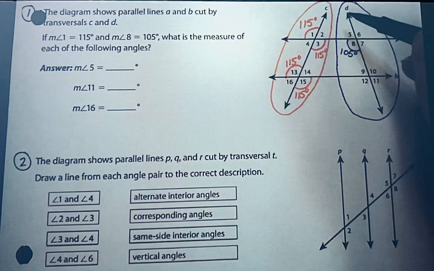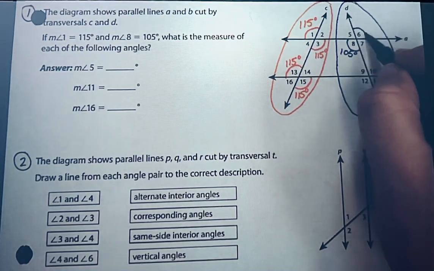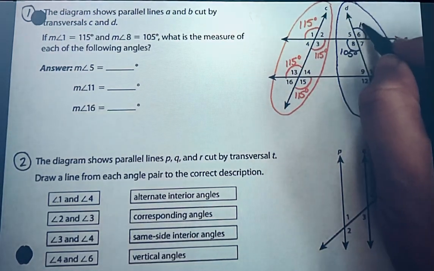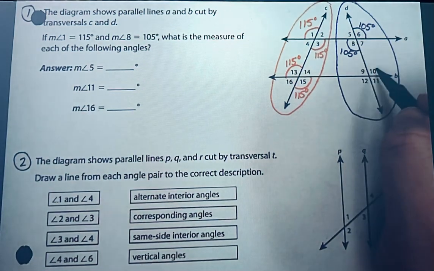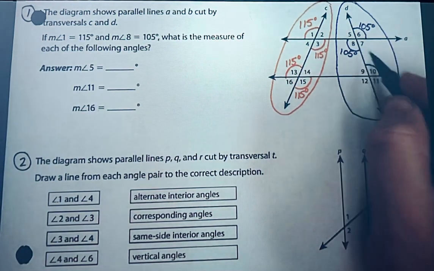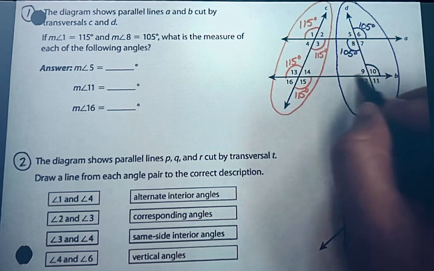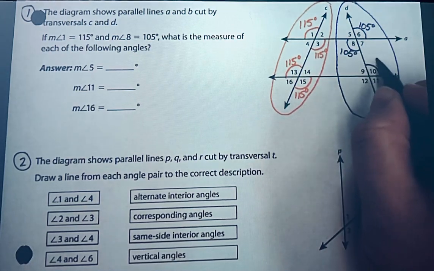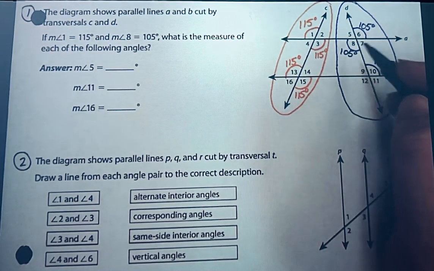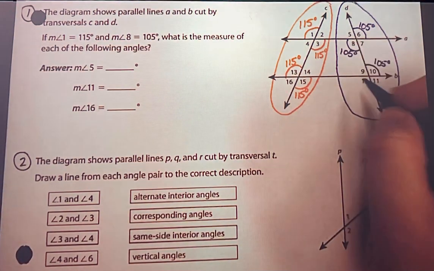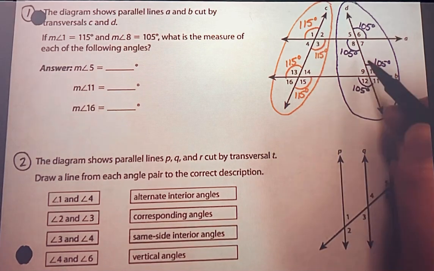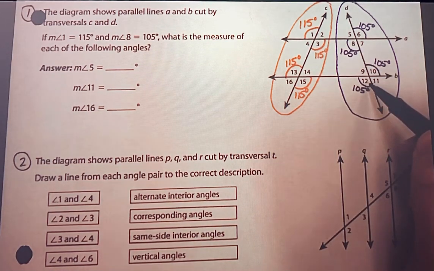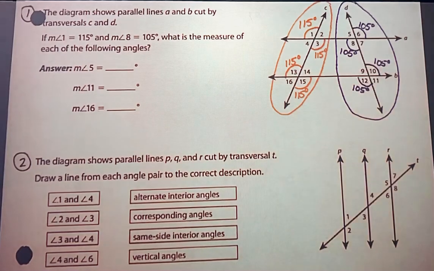Then going along the transversal D, angle 6 and angle 8 are congruent, meaning that's 105 degrees as well, because that's a vertical angle. 8 and 10 are considered alternate interior angles because they're inside of the parallel lines. And 8 and 12 are also congruent because 8 and 12 are corresponding angles. Those are some vocabulary words for you.